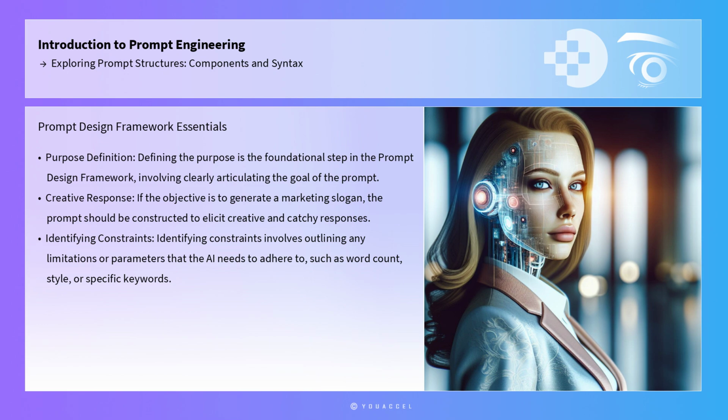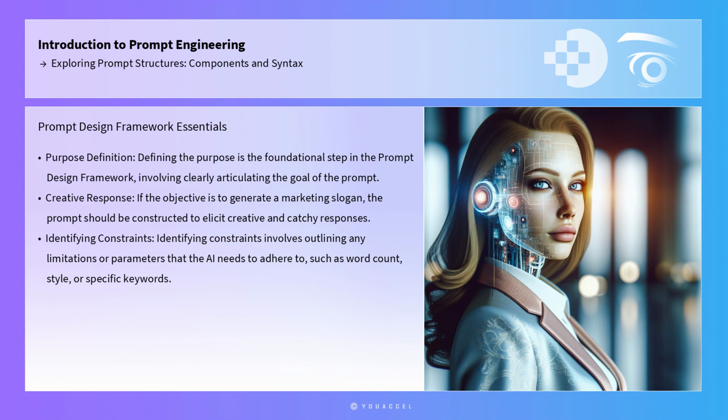Defining the purpose is the foundational step in the prompt design framework. It involves clearly articulating the goal of the prompt. For instance, if the objective is to generate a marketing slogan, the prompt should be constructed to elicit creative and catchy responses. Identifying constraints involves outlining any limitations or parameters that the AI needs to adhere to.